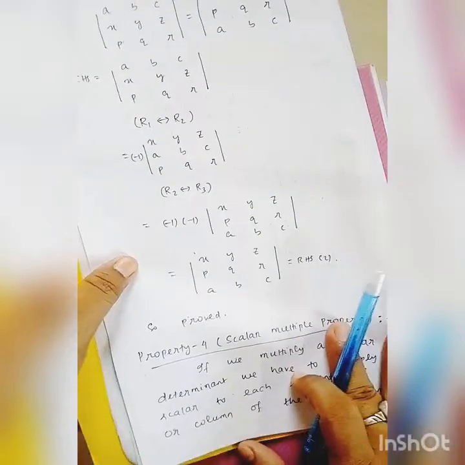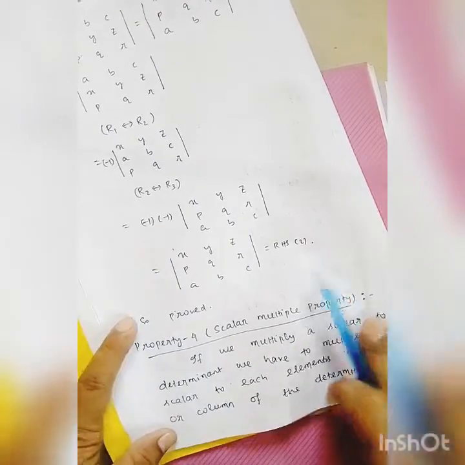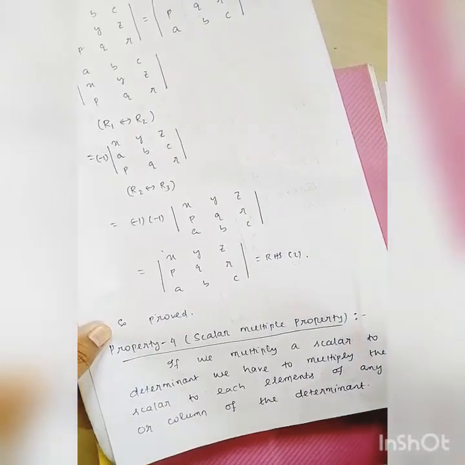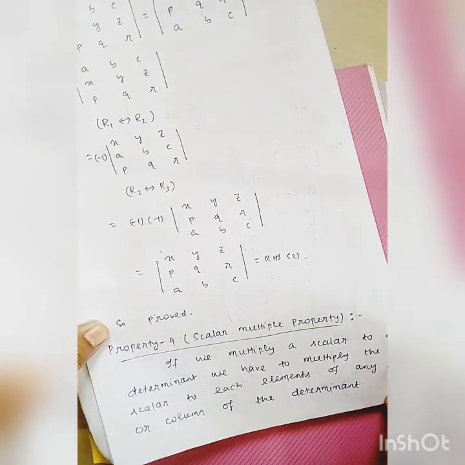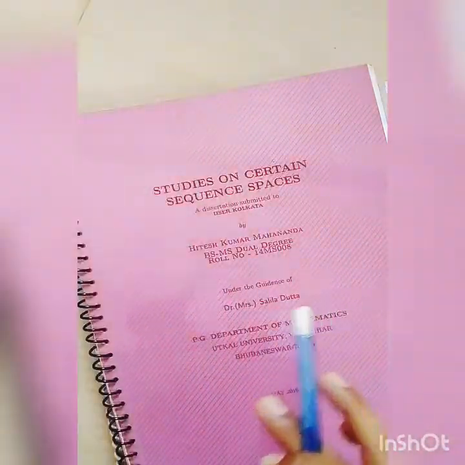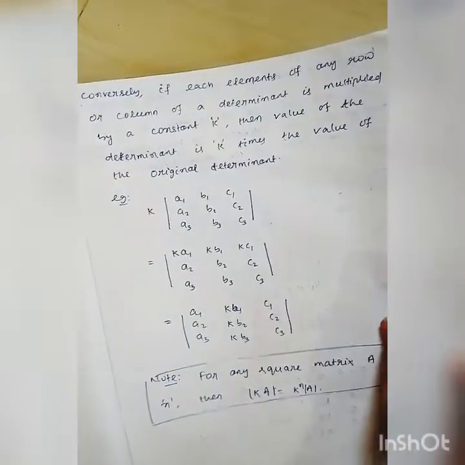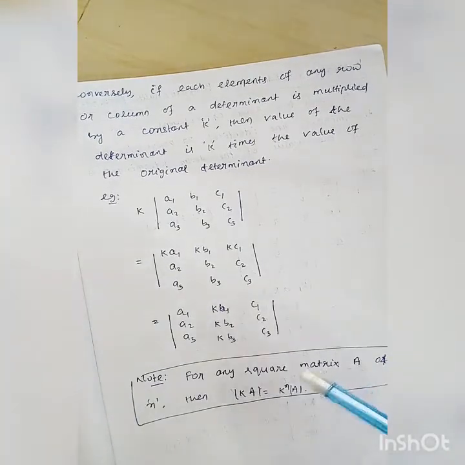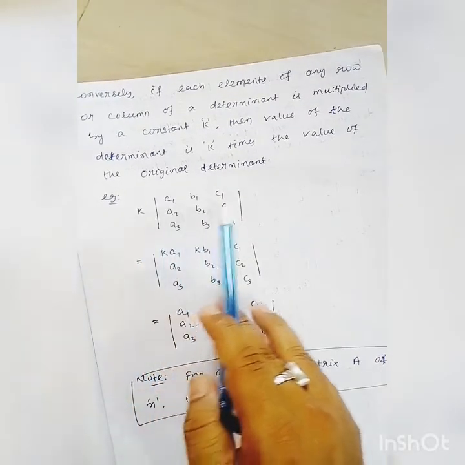Another property, that is property 4, the scalar multiple property, which we studied earlier. If we multiply a scalar to a determinant, we have to multiply the scalar to each element of any one row or any one column of the determinant. Conversely, if each element of any row or column of a determinant is multiplied by a constant k, then the value of the determinant is k times the value of the original determinant. For example, k into this determinant.